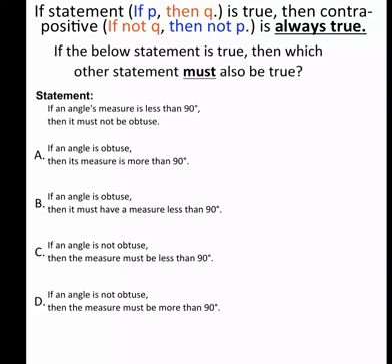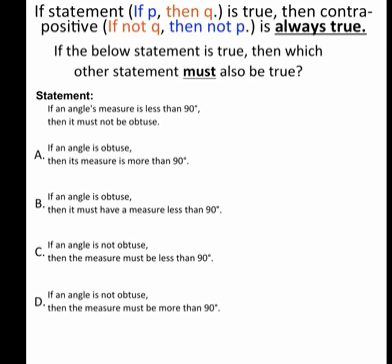So I'm going to read my original statement and identify which part is P and which part is Q. Then I can go through my four possible answers, and if I can find which one is a contrapositive, I'll know that one must be right, because the contrapositive is always true if the conditional statement is true.